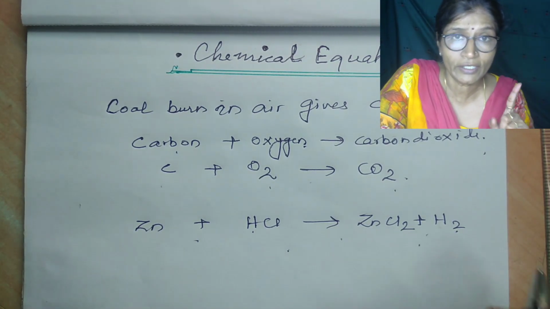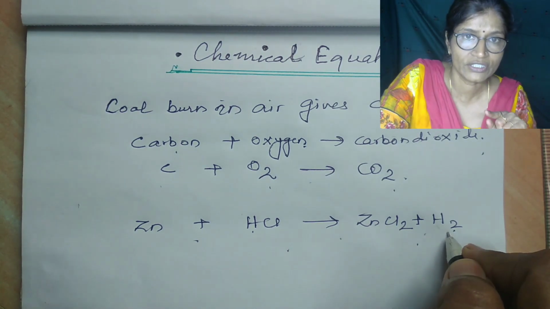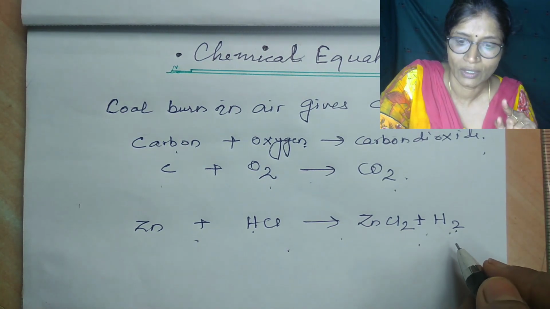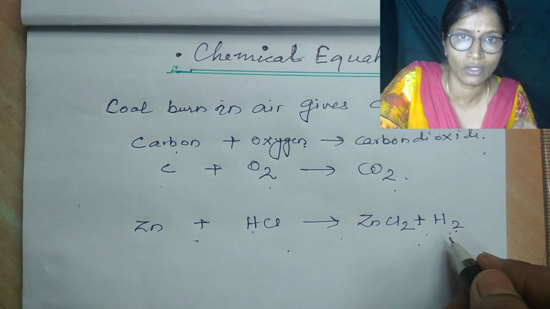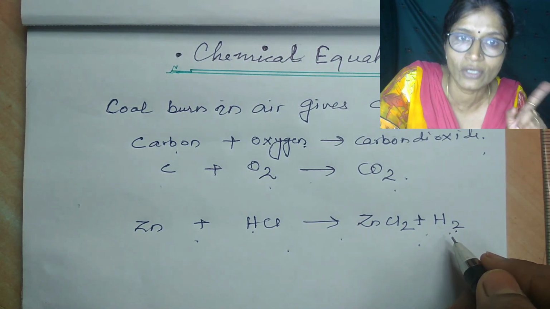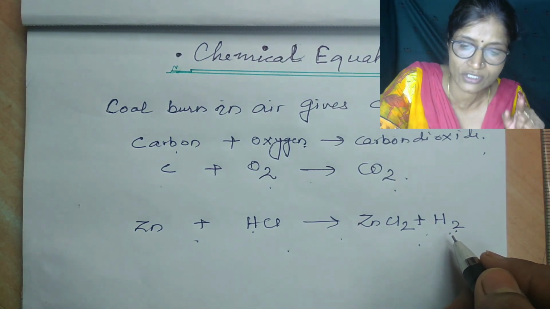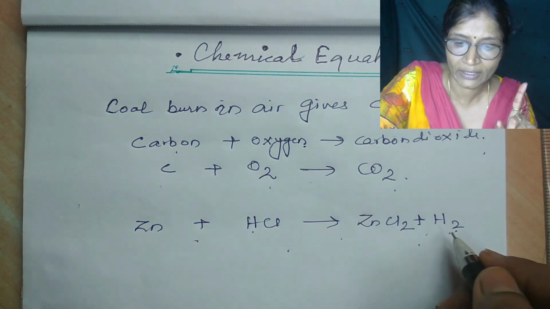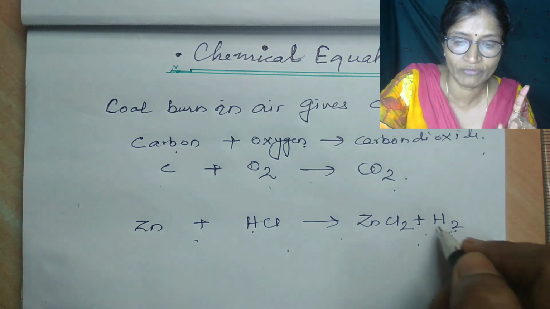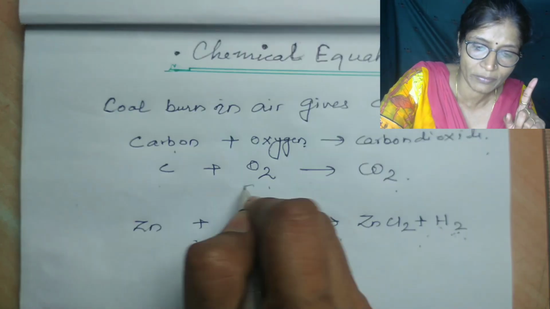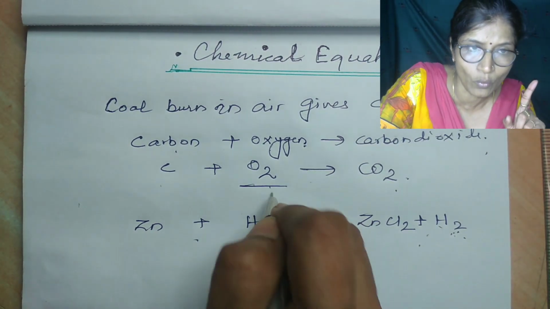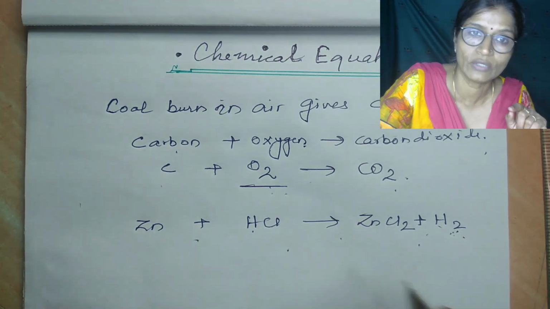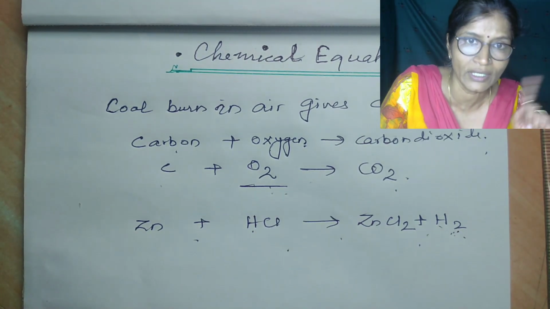And any substance like hydrogen, oxygen, nitrogen, we will not write in the atomic state. Instead of that, we have to write it in the molecular form. Like hydrogen, we have to write H2. Oxygen participating in the reaction, we will not write O, we will write O2. So we have to write in the molecular state, not in the elementary state.